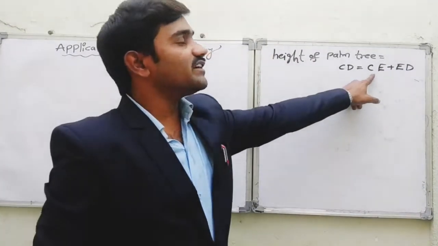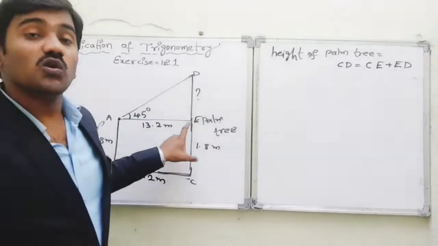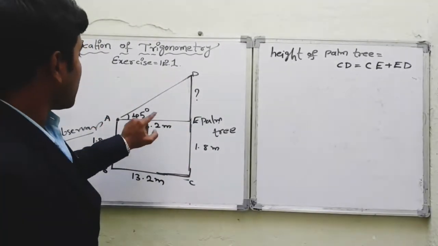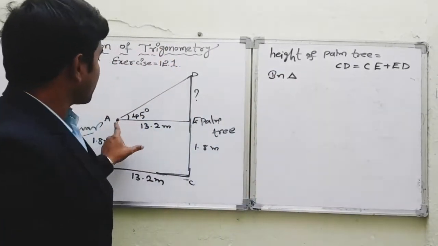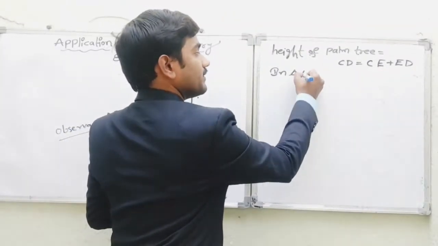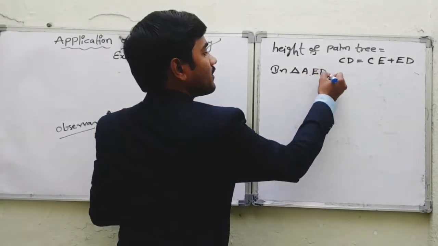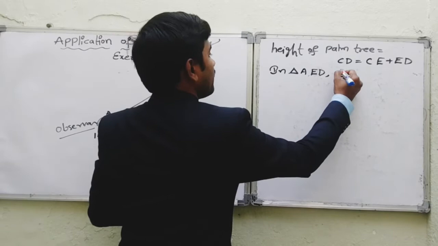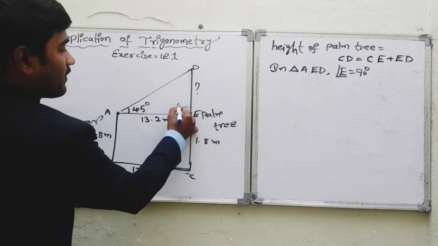So, however, CE we know, 1.8. ED we need to find out. This one we need to find. So, let us see here. In triangle AED, angle E equal to 90 degrees.